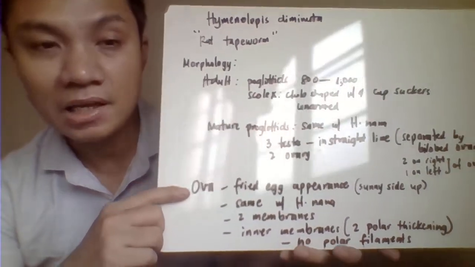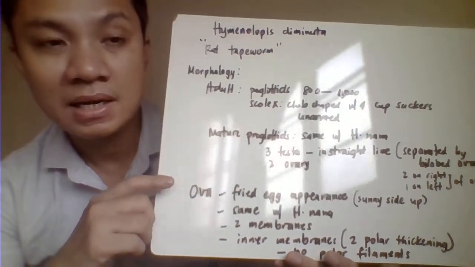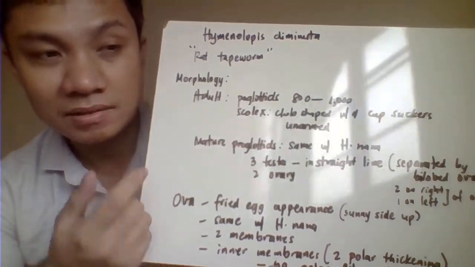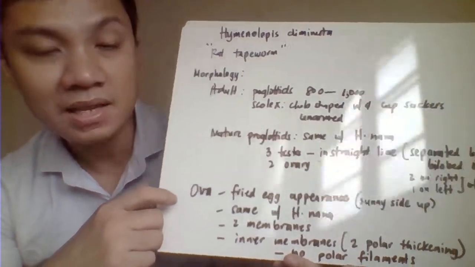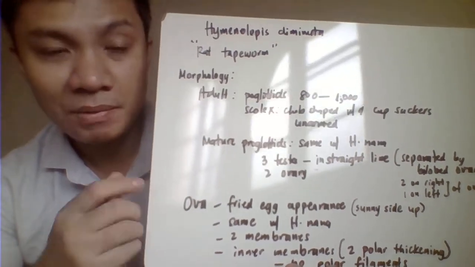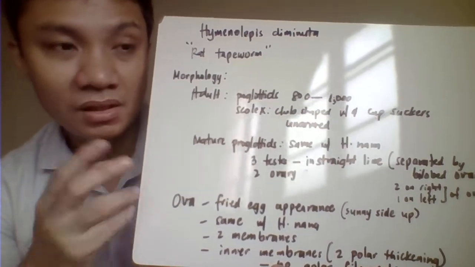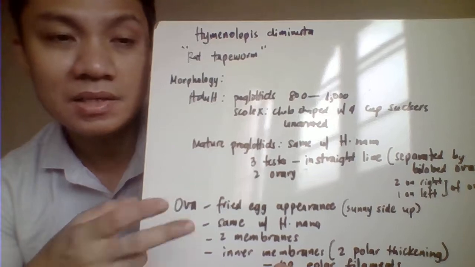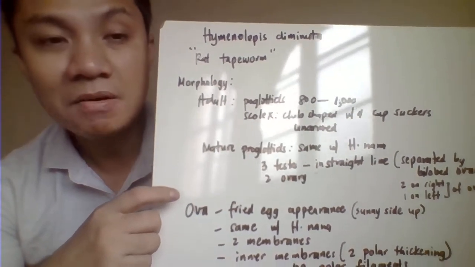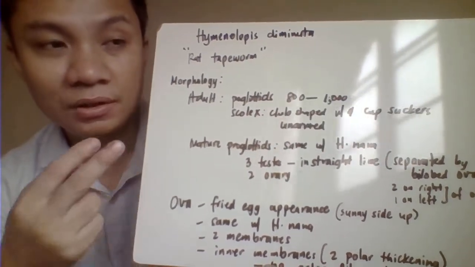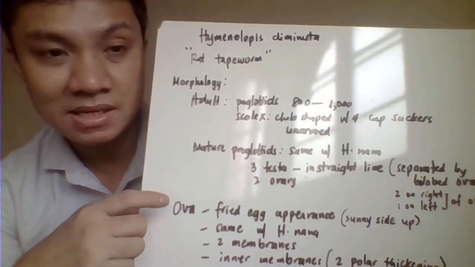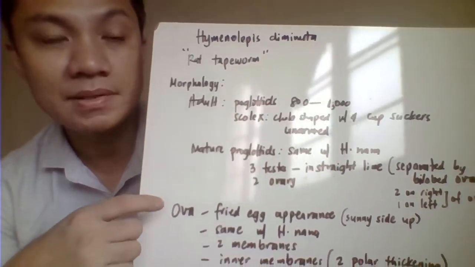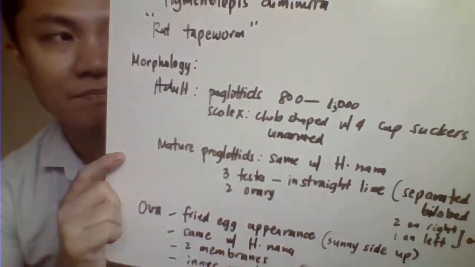For the ova, it would resemble your Hymenolepis nana. You would describe this one as sunny side up, its fried egg appearance. So ang pinagkaiba lang nito ay meron siyang dalawang membranes. The inner membrane contains also two polar thickenings, pero wala siyang polar filaments. Again, Hymenolepis nana would always have the polar filaments.